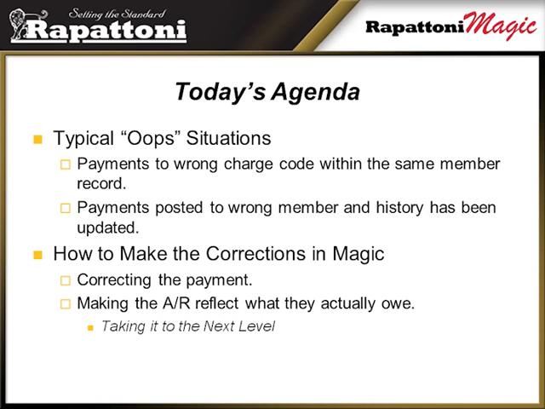Thanks, Frank. And today's agenda, we're going to take a look at some typical oops situations when you're posting payments to your members. We're going to look at the situation where we posted a payment to an invoice created using an incorrect charge code within the same member record. We're going to look at payments that have been posted to the incorrect member and history's been updated or posted to the GL. We're going to look at how to make those corrections in Magic. We're going to correct the payment. We're going to make the AR reflect exactly what the member owes, or as we like to put it, we're going to take it to the next level.